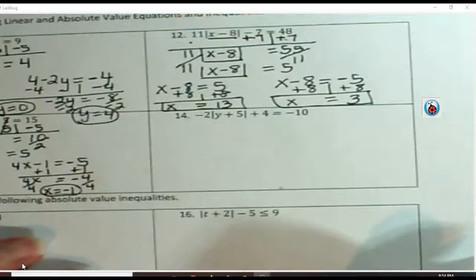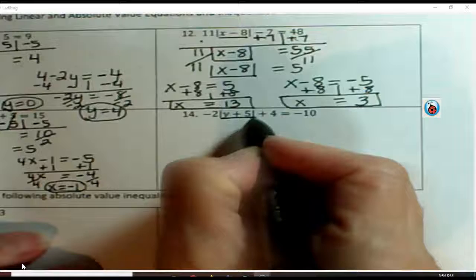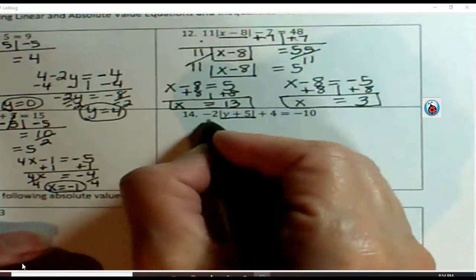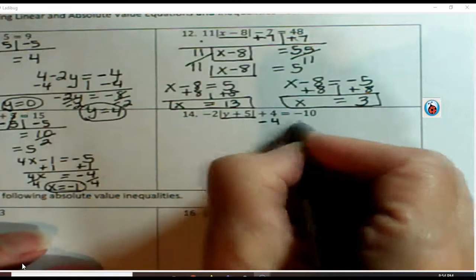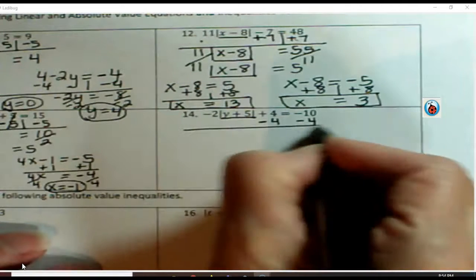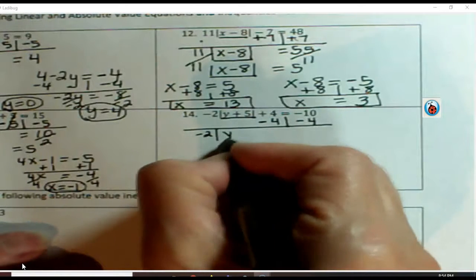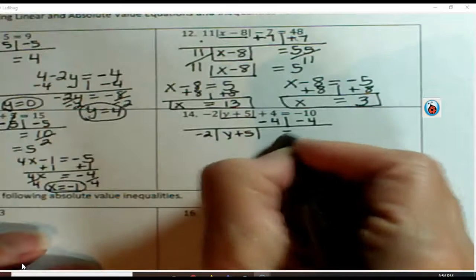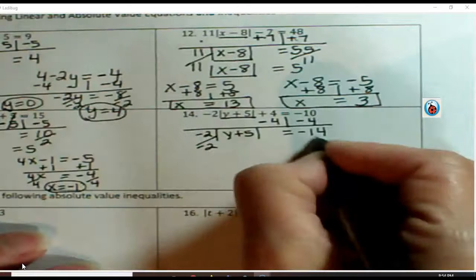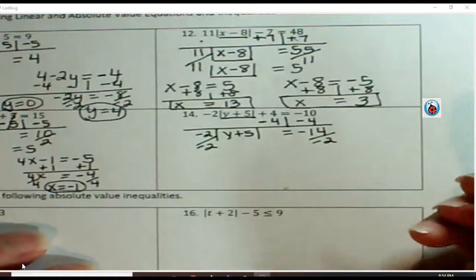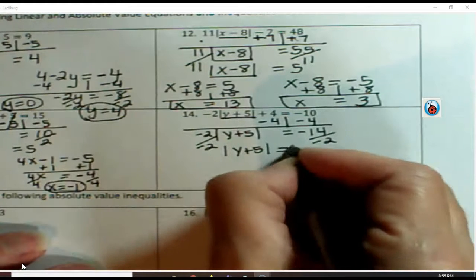Okay, let's look at the last one, number 14. Okay, again, my absolute value is not isolated. We've got a plus 4, and also we have a multiply by negative 2. So I'm going to subtract 4 from both sides. That's the way you want to do it. It's the opposite. So I get negative 2, absolute value of y plus 5, close my absolute value, equals a negative 14. Got to divide by a negative 2 to get that isolated. The absolute value has to be isolated. So I get absolute value of y plus 5 is equal to 7.